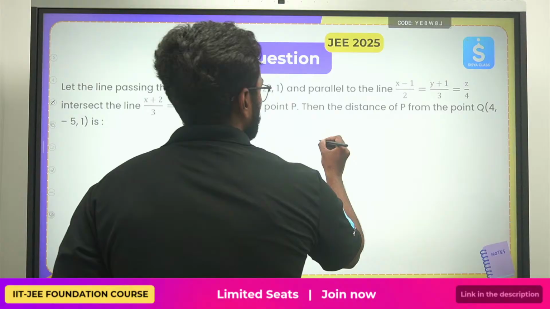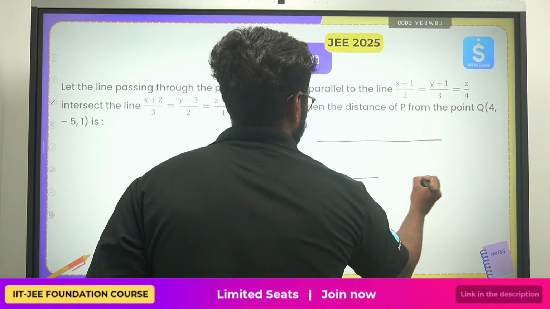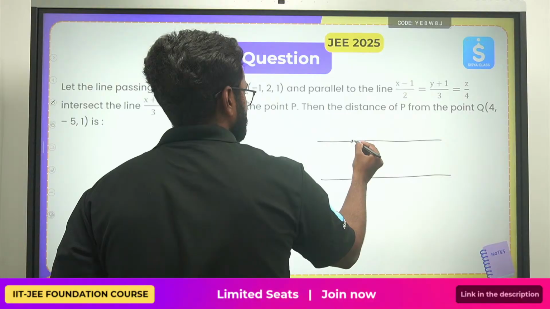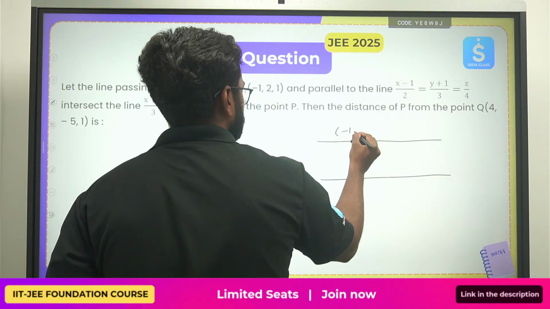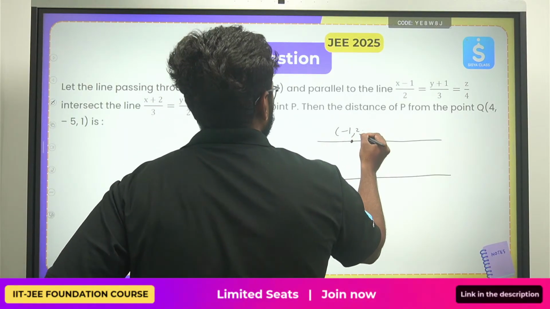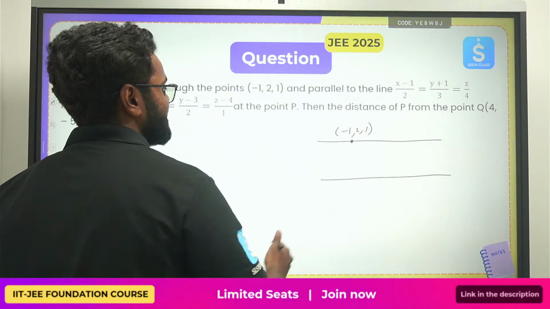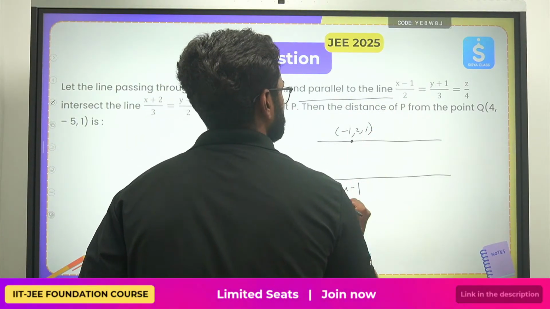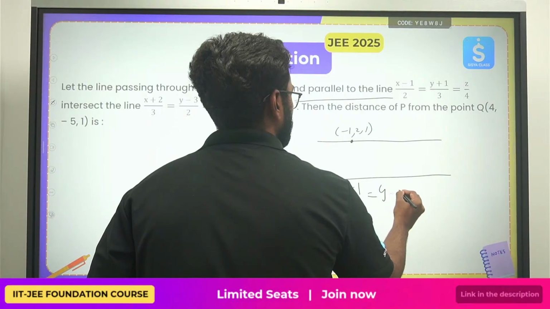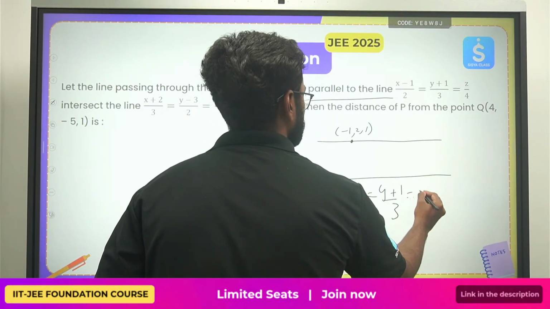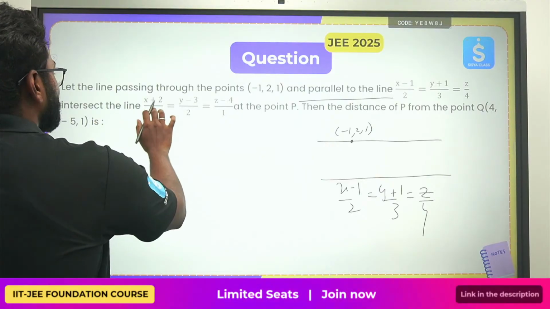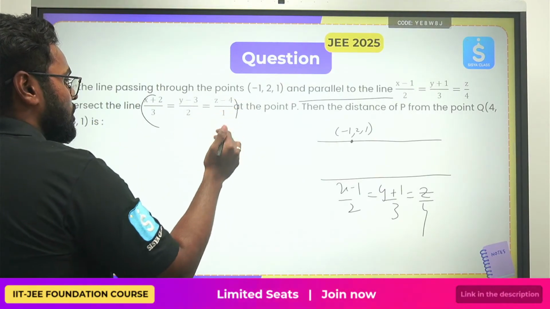He is saying there are two lines. Let the line pass through this point, and it is parallel to the line (x minus 1)/2 = (y plus 1)/3 = z/4. This is the parallel line. Now it intersects the other line at a point P.